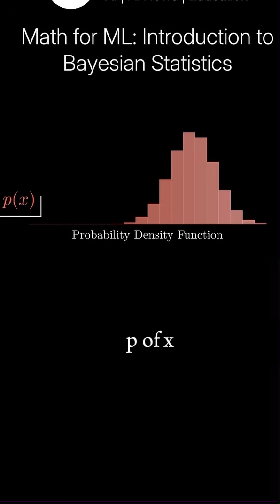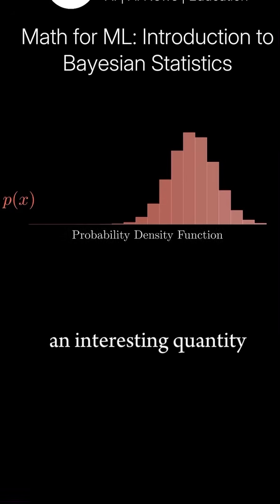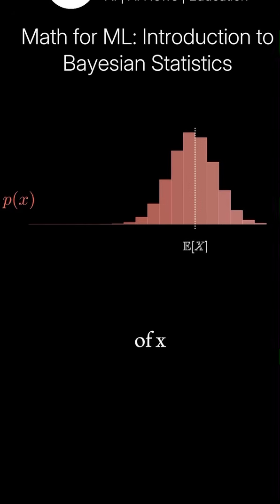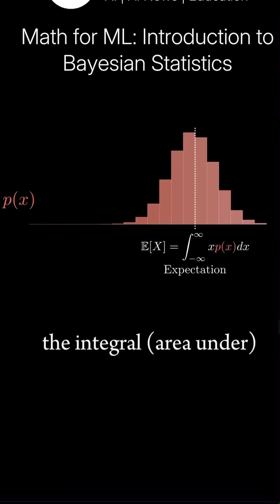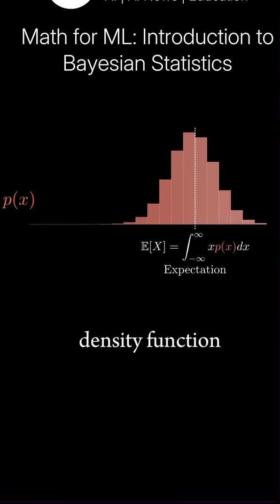We usually note p of x, the density of x. An interesting quantity describing the distribution of x is its expectation, usually noted e of x. It is basically the average value that you can expect when sampling from x, and it can be computed using the integral of the probability density function.